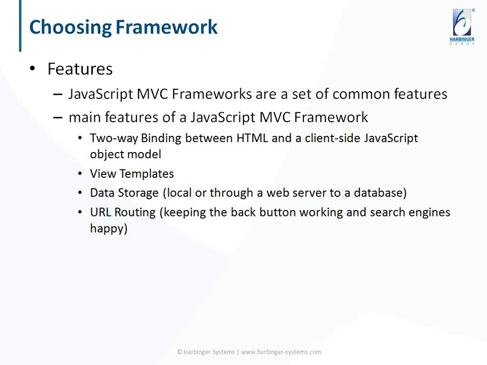So I think the first thing is the set of features that these libraries support. In a way, these various JavaScript MVC frameworks are nothing but a set of common features that help developers build single-page applications. There are some main features of JavaScript MVC frameworks that we have discussed so far that we would want in any of these frameworks. First, I would say, is two-way data binding between the HTML and the client-side JavaScript object model that you want to look for.